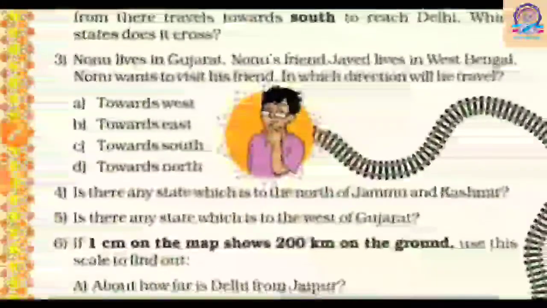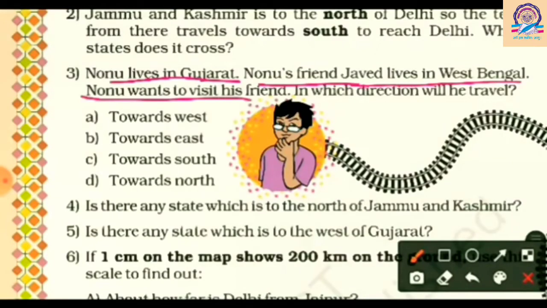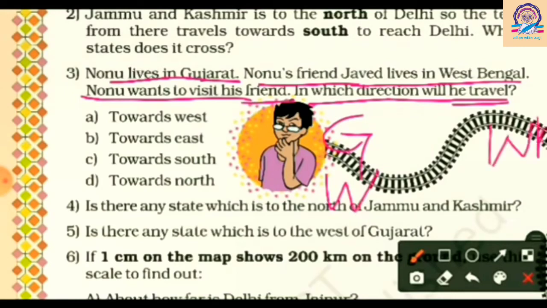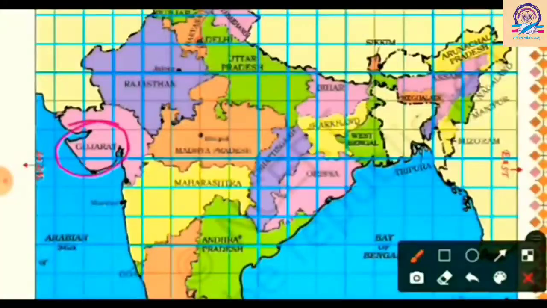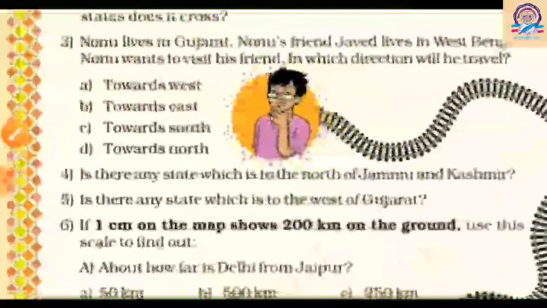Okay, now let's see the next question. Nonu lives in Gujarat. Nonu's friend Javed lives in West Bengal. Nonu wants to visit his friend. In which direction will he travel? Okay, so as we know, Gujarat is in the west of India and West Bengal is in the east of India. So Nonu has to travel from west to east, towards the east direction. As you can see on the map, Gujarat is in the west and West Bengal is in the east. So Nonu has to travel towards the east direction.